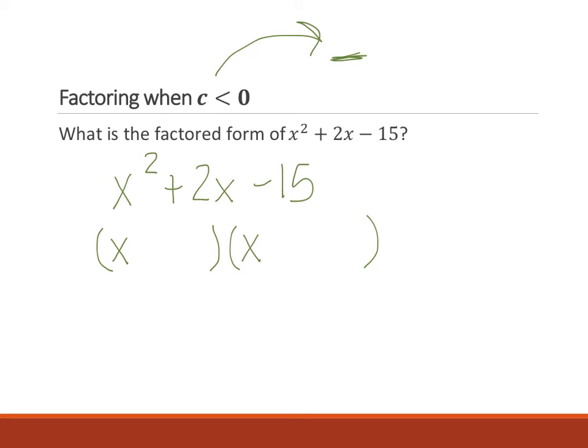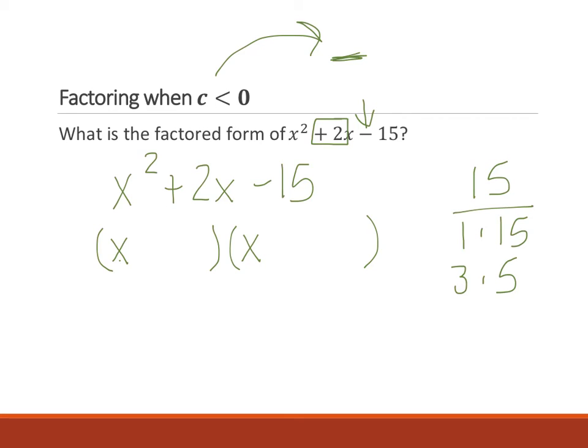So I'm still going to follow the same procedure. I'm going to split the x apart into x times x. But when I write my pairs of numbers that give me 15, instead of looking for two numbers that add to give me 2, I'm going to look for two numbers that subtract to give me 2.